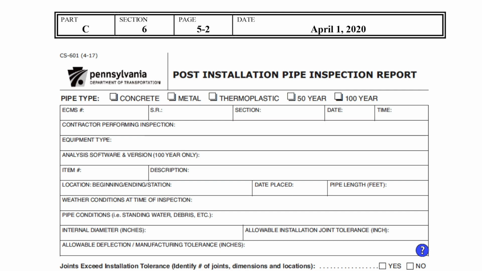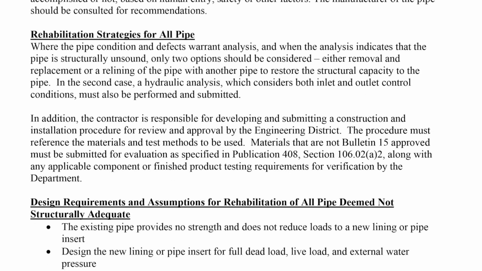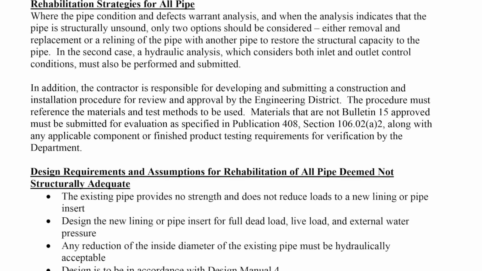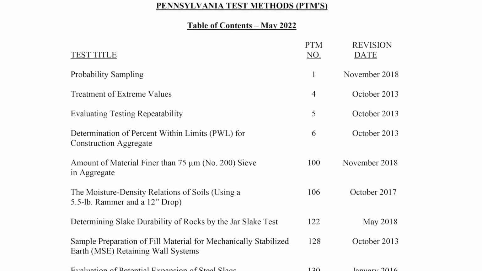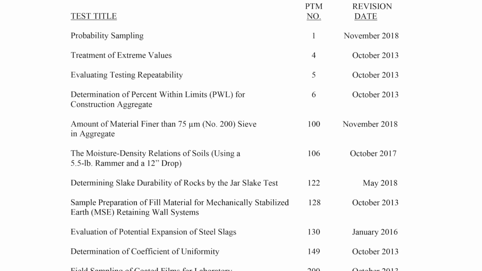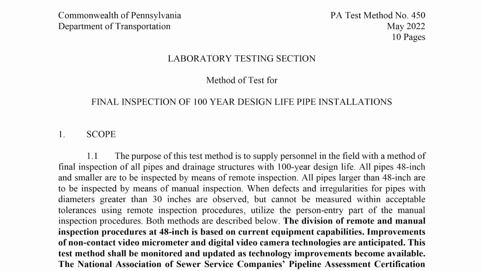Post-pipe installation inspection also includes references to Project Office Manual C.6.11, Remediation for Defects in Newly Installed Pipes, which describes the suggested remediation for pipe defects in installed concrete pipe, metal pipe, and thermoplastic pipe. It utilizes references in Publication 19, Field and Laboratory Testing Manual. Within Publication 19, there are several PTMs, referred to as the Pennsylvania Test Methods. It also utilizes PTM 450, Final Inspection of 100-Year Design Life Pipe Installations.